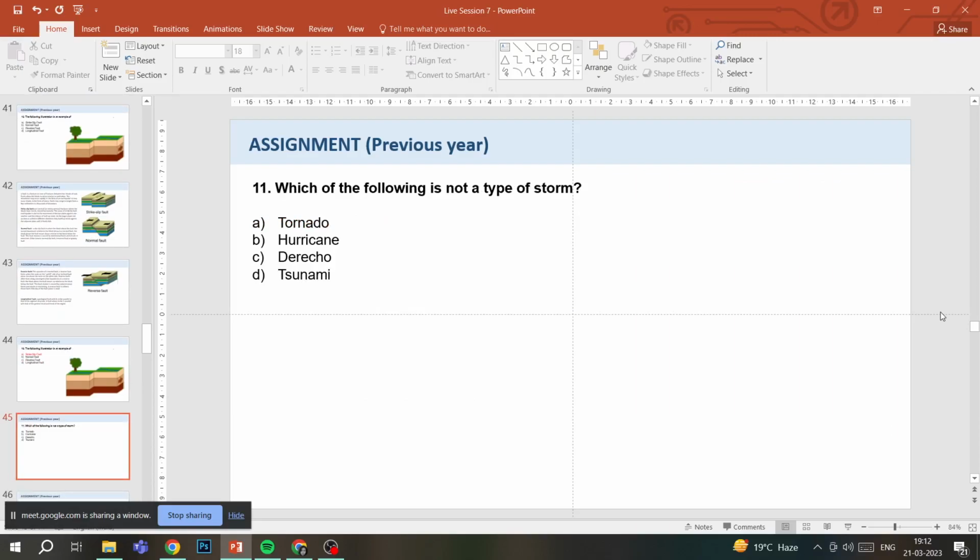Moving to question number 11. Which of the following is not a type of storm? Tornado, hurricane, derecho, or tsunami?